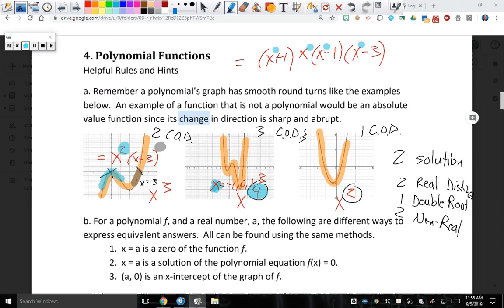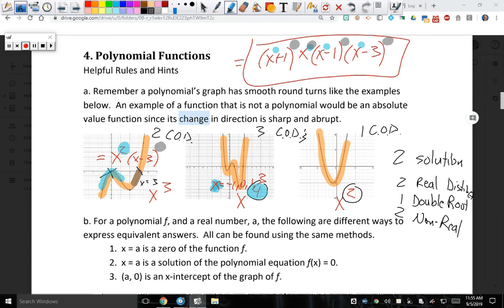So 4 answers, 3 changes of direction. This is how I build it right here. Can someone tell me what the powers are that you see of all these pieces? 1. So it cuts through. It doesn't bounce off the graph. Are we good? Okay.